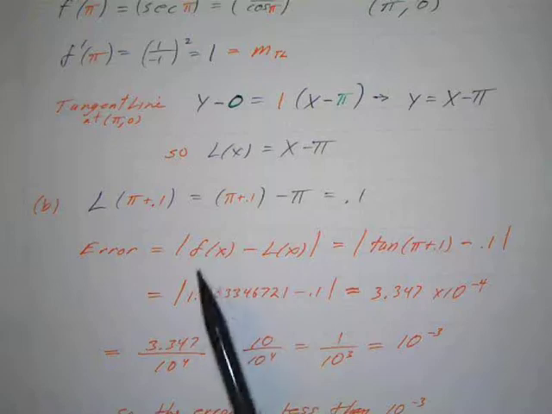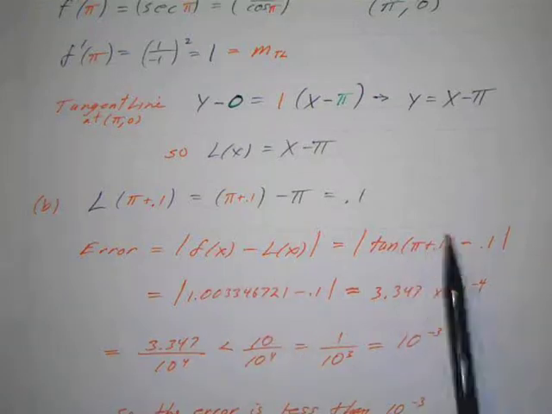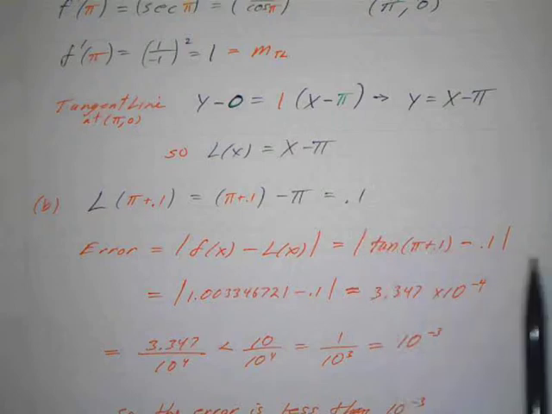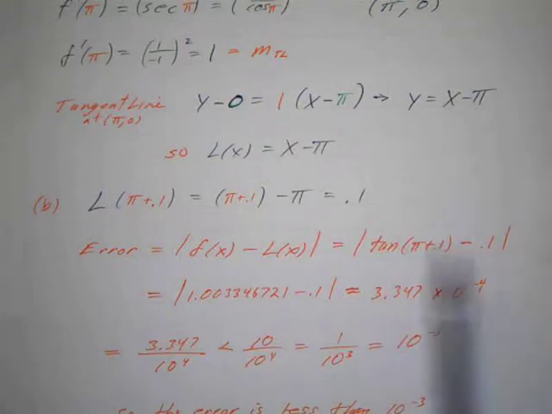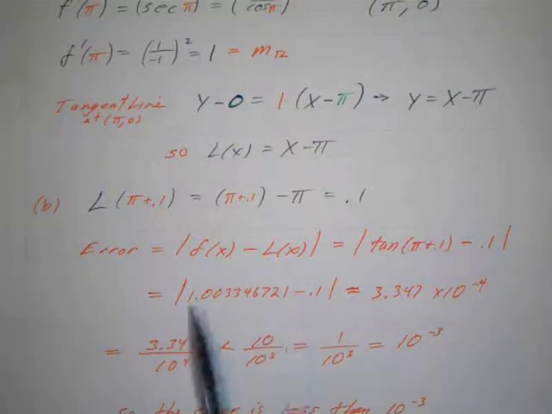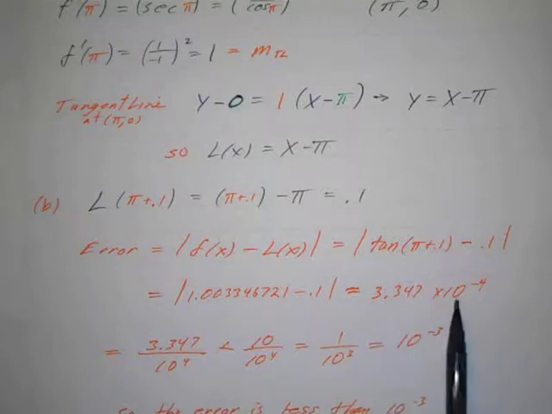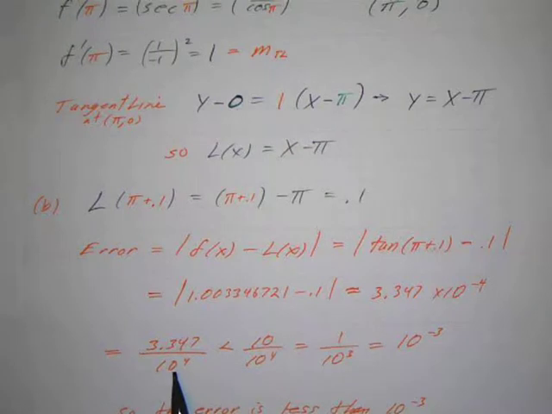Then they want you to find the error. Remember, the error is f of x minus L of x. So that's this tangent that I could calculate in my calculator, minus 0.1. I put this in the calculator, and this is what I got out to a lot of places. The tangent of pi plus 0.1 minus 0.1 is about 3.47, which I rounded off, times 10 to the negative 4.